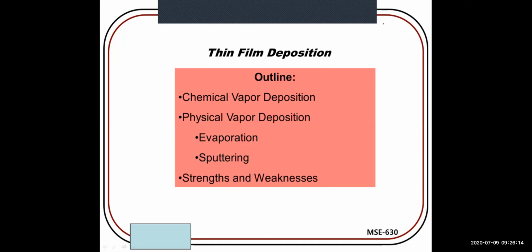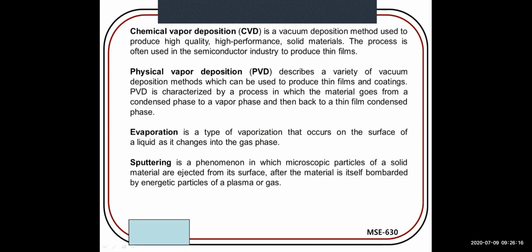So we will begin from the first slide. First of all, we have the definition of chemical vapor deposition. What is chemical vapor deposition? It is a vacuum deposition method used to produce high quality, high performance solid materials. The process is often used in the semiconductor industry to produce thin films.